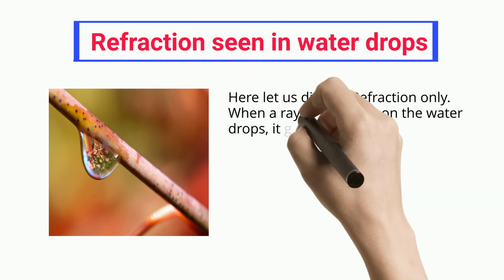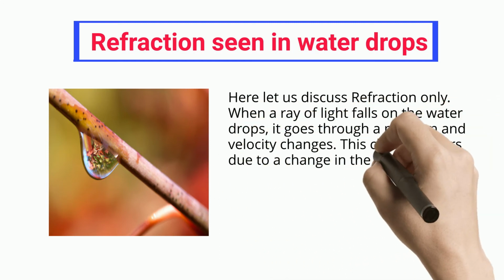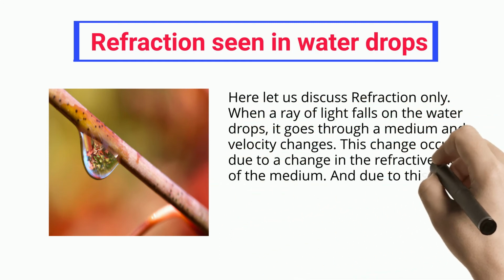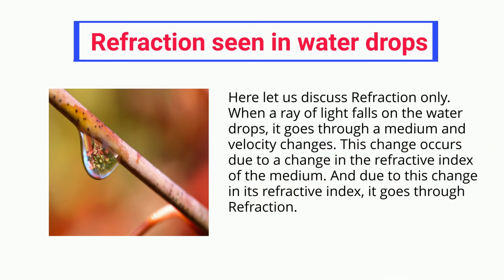When a ray of light falls on the water drops, its medium and velocity change. This change occurs due to a change in the refractive index of the medium. And due to this change in its refractive index, it goes through refraction.